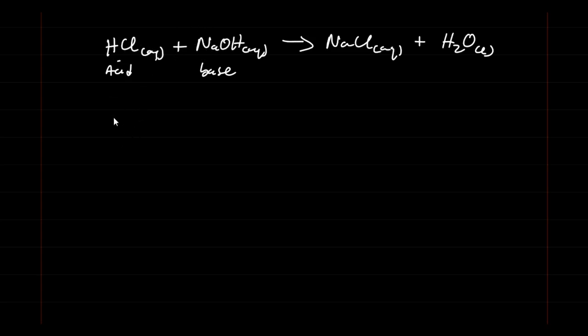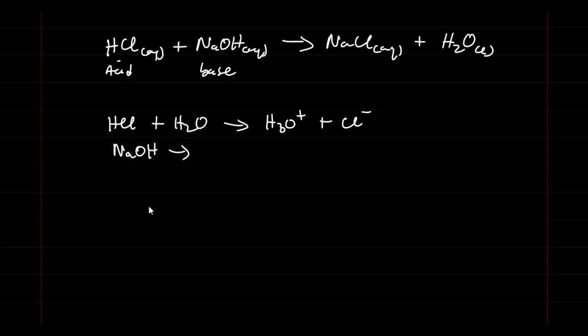Okay, so now HCl in water, what does it give us? It gives us hydronium plus chloride ion. Okay, what about sodium hydroxide in water? Sodium hydroxide does not react with water. So there is no ionization or dissociation of water, there's only dissociation of sodium hydroxide, and the dissociation looks something like this: Na+ plus OH-.